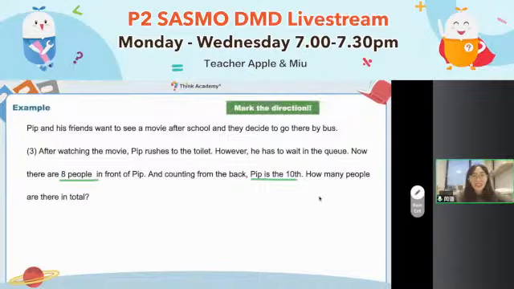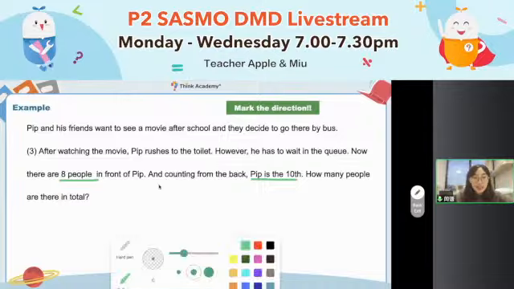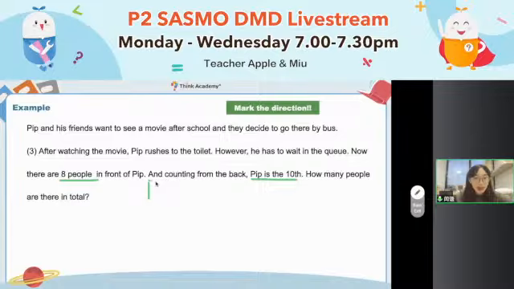Again, we start from marking the direction. Mark the direction, we have a front and the back, and then draw the main character, right? Okay. There are 8 people in front of P. 8 people in front of P.